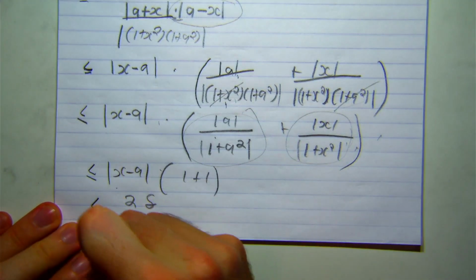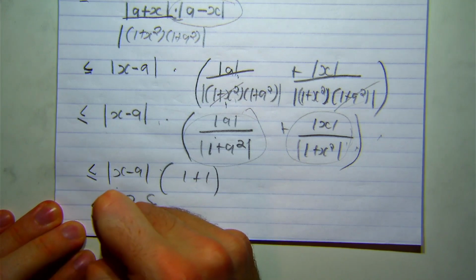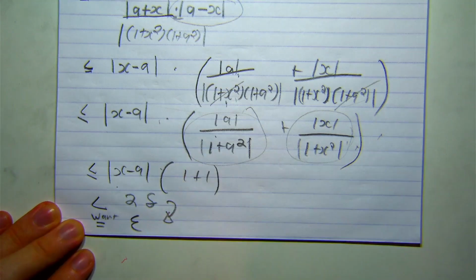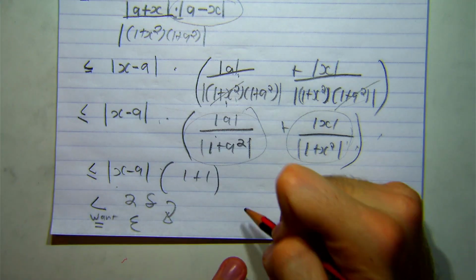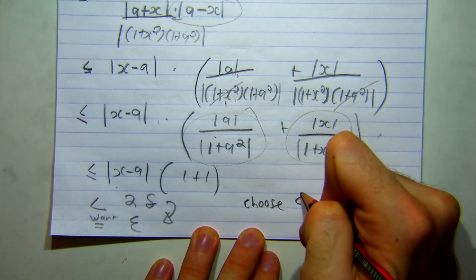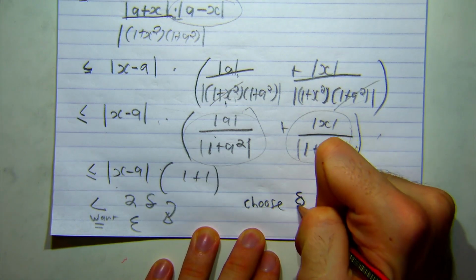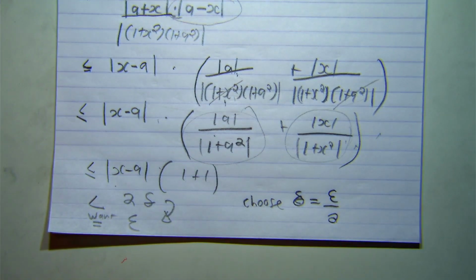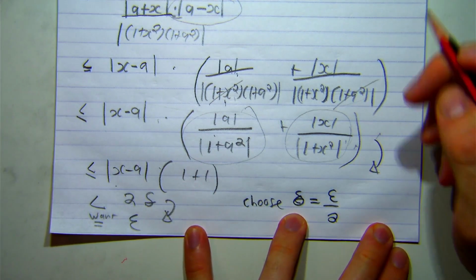And we want that to equal epsilon. So now we know how we should choose delta in response to epsilon, where we choose delta to equal epsilon on 2. If delta is epsilon on 2, that'll give us what we want. And I'll leave this as an exercise to prove.